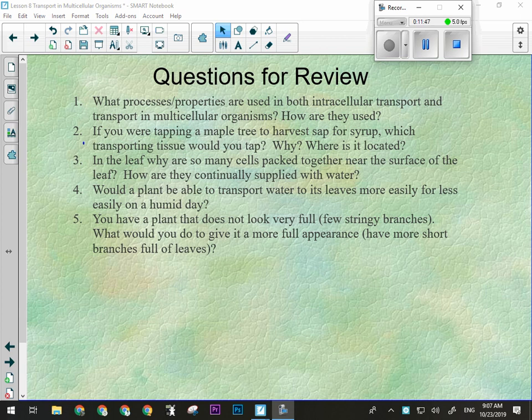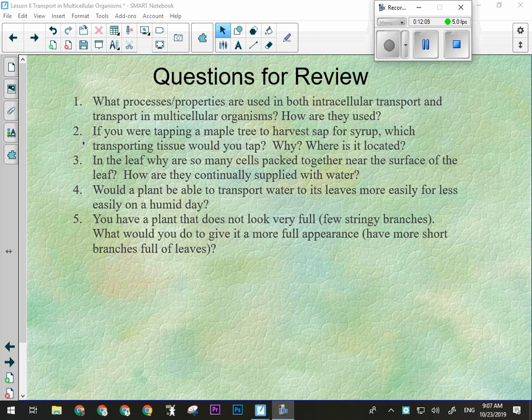In the leaf, why are so many cells packed together near the surface of the leaf? Yeah, they've got to carry out photosynthesis. What's that layer called? Palisade layer. We've got to make sure we know things like that. All right, how are they continually supplied with water? Yeah, by the xylem, and by the processes that we talked about.